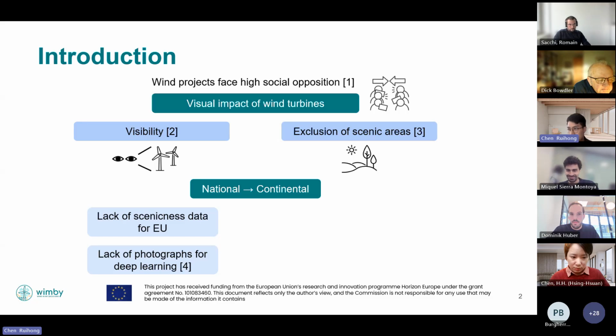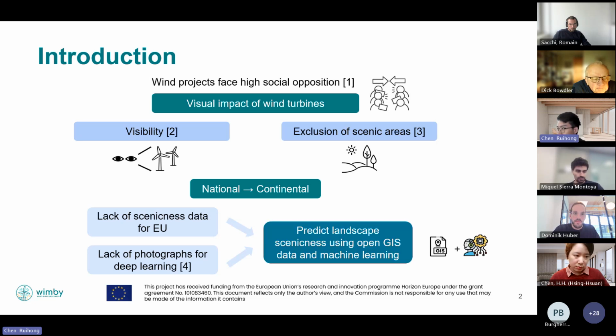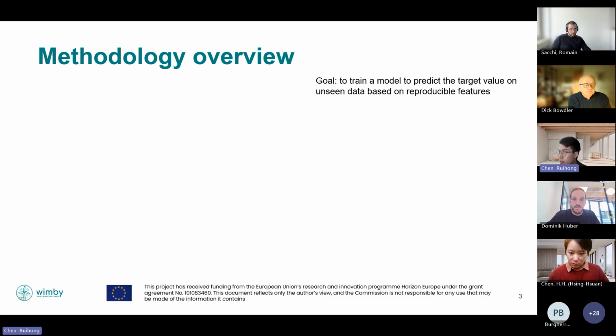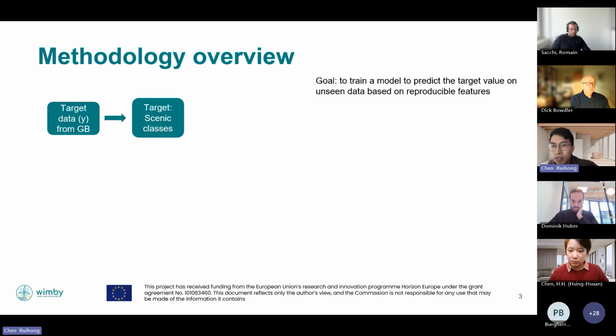However, we have a lack of scenicness data for the EU. And there are also studies trying to use deep learning to get scenicness ratings out of photographs. However, we also don't have photographs that cover every location within Europe. So here we propose a method to predict landscape scenicness using open GIS data and machine learning. Here is an overview of our method. Remember, our goal is to train a model to predict the target value on unseen data based on reproducible features. First we have the target data, Y, which is scenicness data from Great Britain, and we categorize it into different scenic classes.